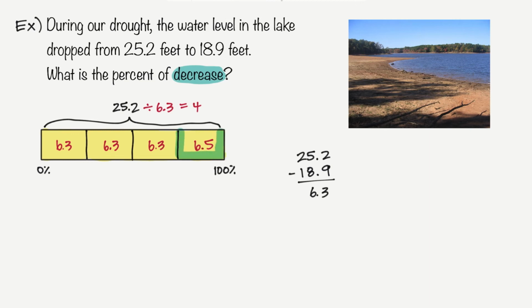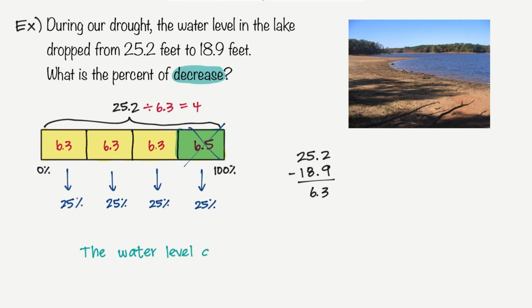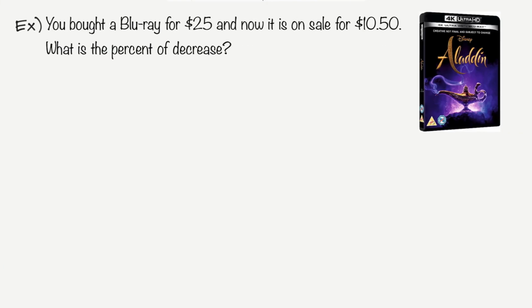Oops, I wrote 6.5, so just ignore that. But as you can tell, each of those sections represents 25% of my total. And so if I'm taking out 6.3 feet, that means that I am removing or I'm decreasing the starting amount by 25%. So I can say that the water level decreased by 25%. All right, let's do one final example.